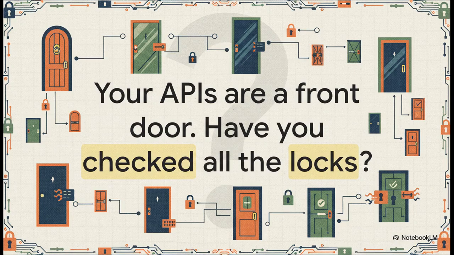You know, we tend to think of our website as having one main front door, but a modern app has hundreds, sometimes thousands, of API endpoints. Each one of them is a front door. So the question we all need to be asking ourselves is pretty simple. Have you actually checked all the locks?